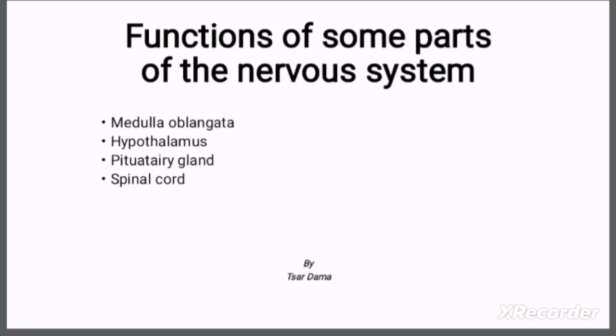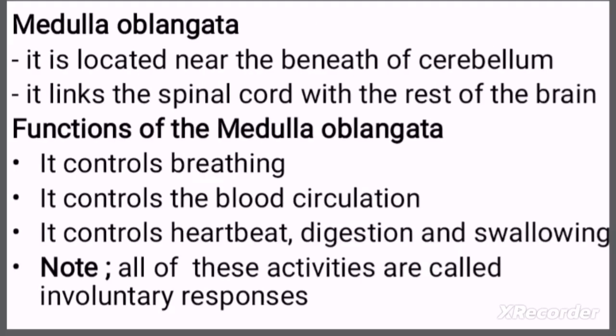So today we will talk about functions of some parts of the nervous system. In the previous topic we did the cerebellum and the introduction of the nervous system. So today we'll talk about functions of the medulla oblongata, hypothalamus, pituitary gland, and spinal cord. So it will mark the first part. Then after this, we'll talk about reflex actions. So without wasting much of our time, let's start.